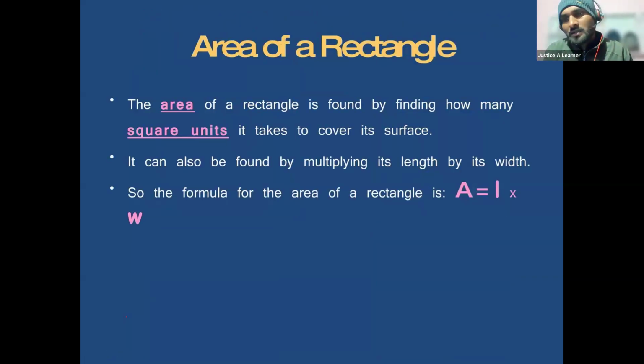Now area of rectangle. So that's what we earlier have seen, right? Length into width, correct? The area of rectangle is found by finding how many square units it takes to cover its surface. It can also be found by multiplying its length by its width. So the formula for the area of rectangle is L into W, length into width. You may take a screenshot of that too, right? Yeah, I know this.